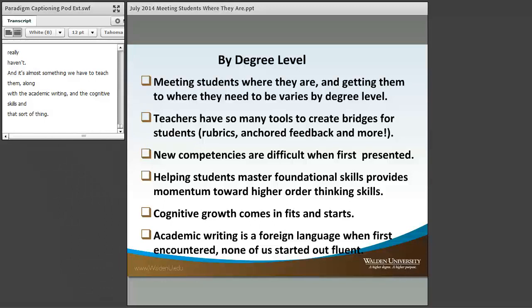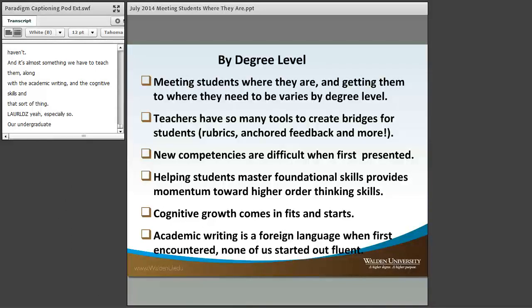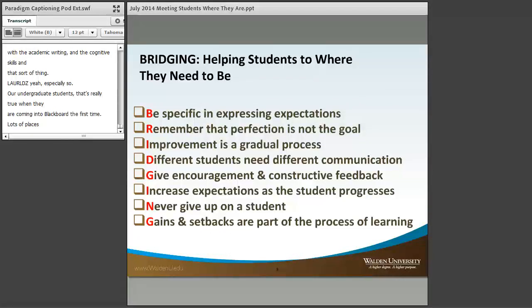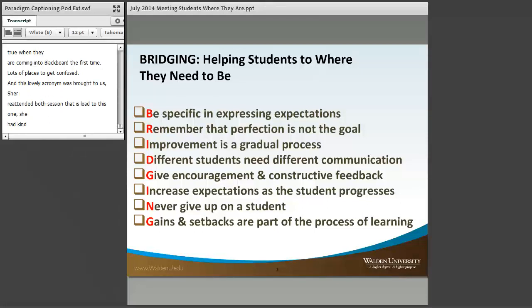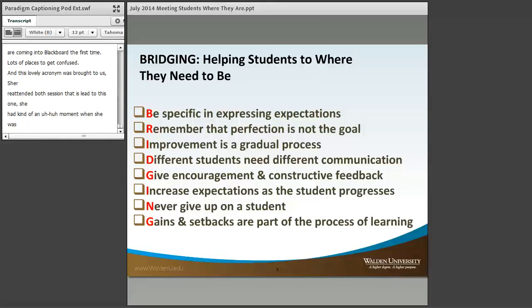Yeah, especially so. Our undergraduate students, I teach the first term course. That's really true when they're coming into Blackboard for the first time. Lots of places to get confused. And this lovely acronym was brought to us. Sherry Jorson attended both the sessions that led to this one, and she had kind of an aha moment when she was processing some of the discussions that we experienced together as a group at the faculty meetings.